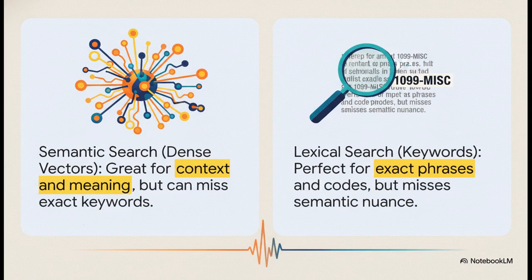Well, the core problem is this tension between two different types of search. On one hand, you have semantic search. It uses dense vectors, and it's fantastic for understanding meaning and context. But on the other, you need lexical search for finding exact keywords. A real production system has to have both, because while semantic search gets the vibe of what you're asking, it could totally miss a specific tax form, like 1099 MISC or some critical error code.